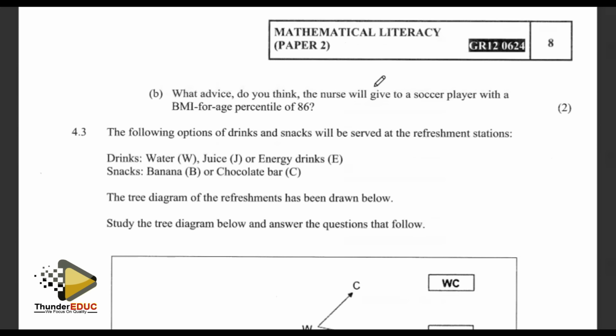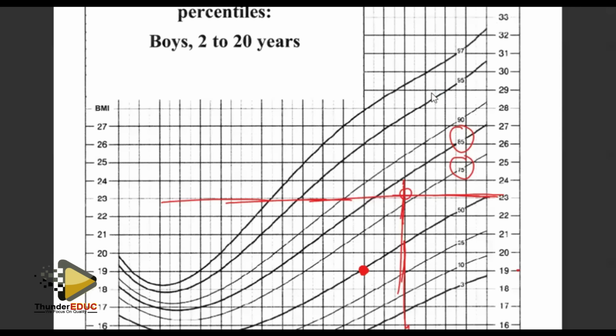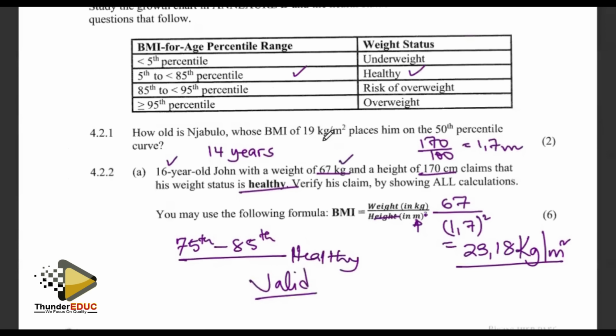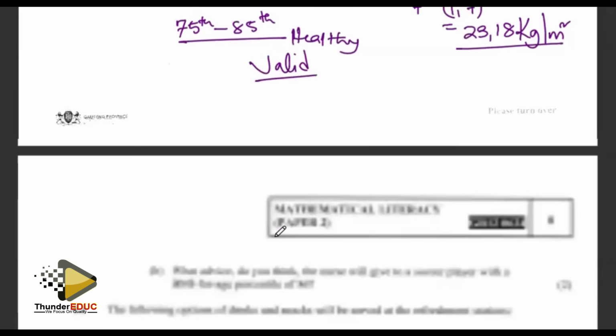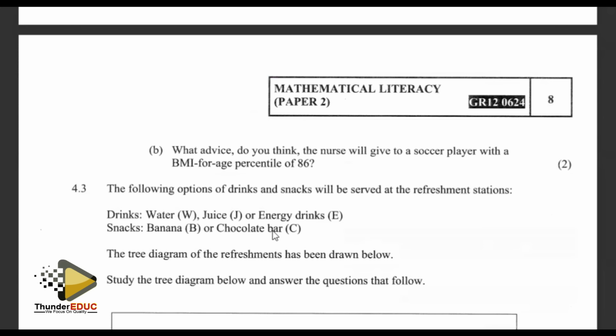Okay, we got question B. What advice do you think the nurse will give a soccer player with a BMI of 86? Let's go to the table there. A BMI of 86 is about here and above. Look at this, 86 is here. So it's at risk of overweight. Advice for people who are overweight, you say they should exercise, should eat healthy food, and should find ways of cutting down on the fats.